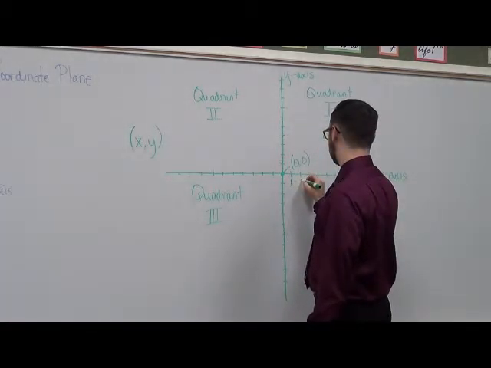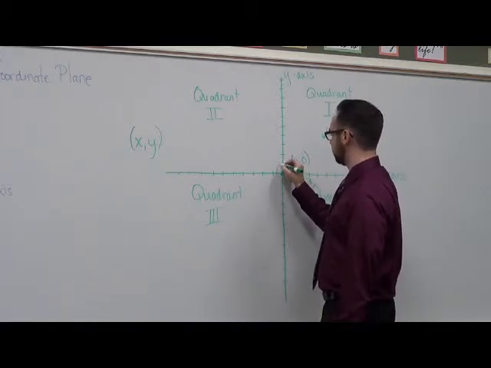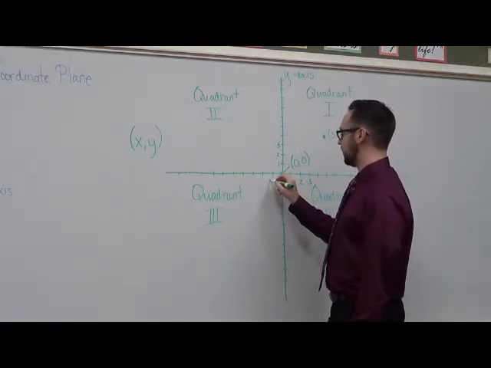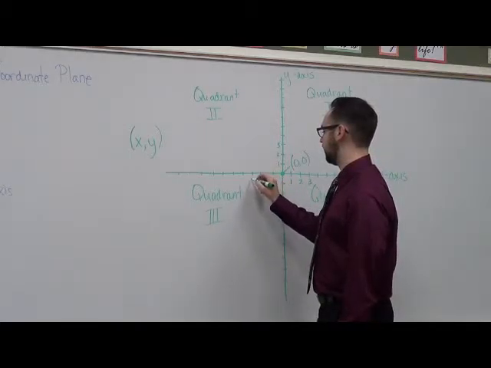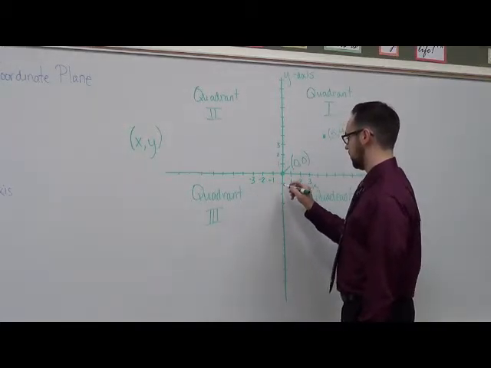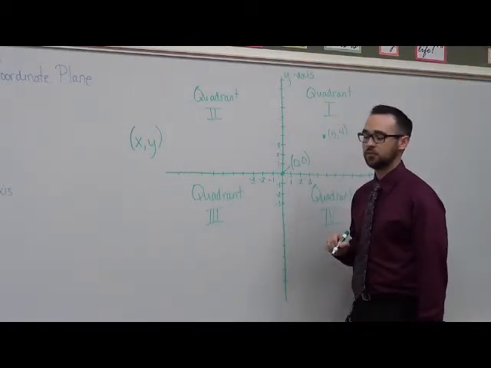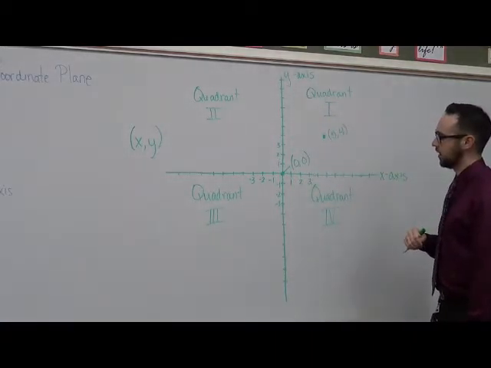So we have 1, 2, 3 going this way, 1, 2, 3 going this way. This way is going to be negative 1, negative 2, negative 3. And down here we have negative 1, negative 2, negative 3. And then so on and so forth, continuing down.